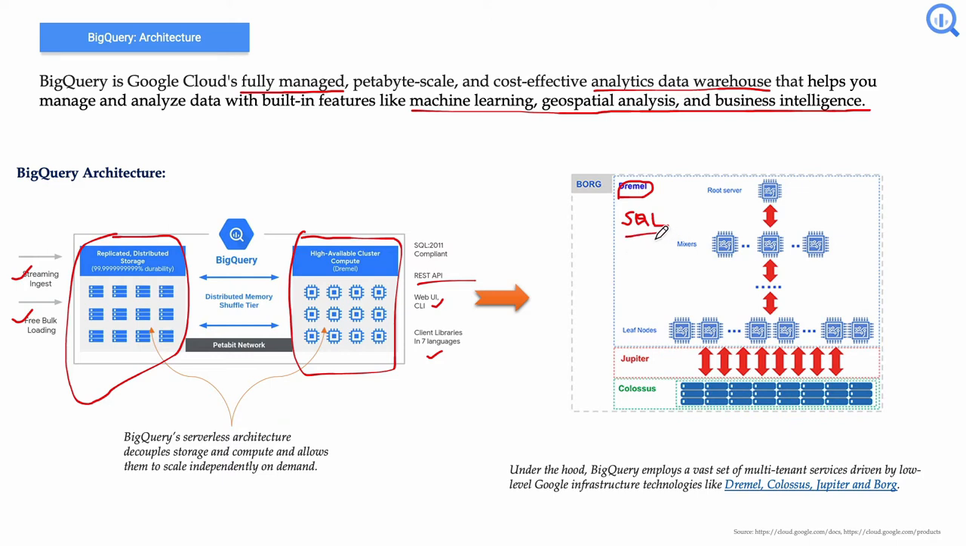Dremel turns SQL into sort of an execution tree. The leaves of the tree are called slots. And to do the heavy lifting of reading data from storage and any necessary computation, the branches of this tree are called mixers, which perform the aggregation.